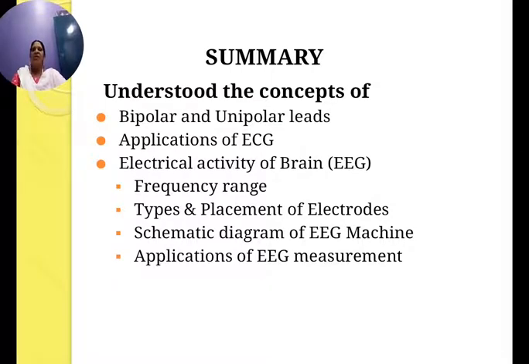Then this 10 by 20 system is a very important system for placement of electrodes on the scalp. There are 21 electrodes placed on the scalp. We also have the ear electrodes, which are represented by capital A.